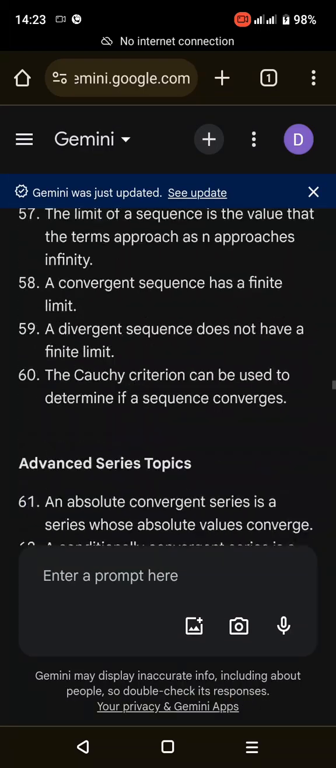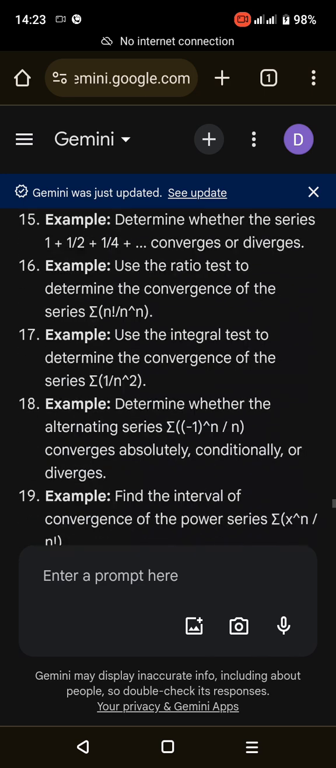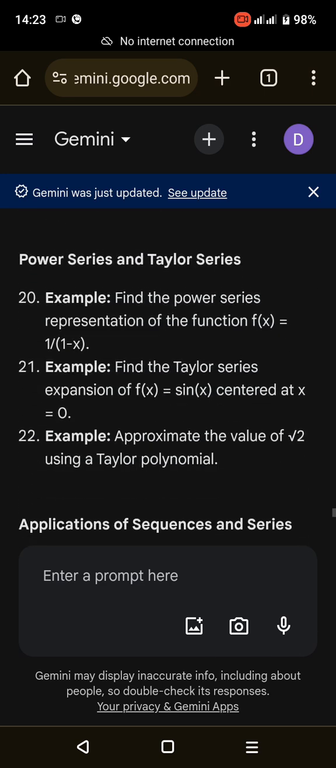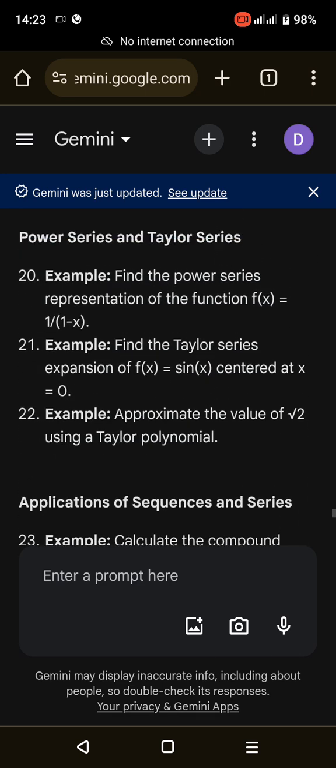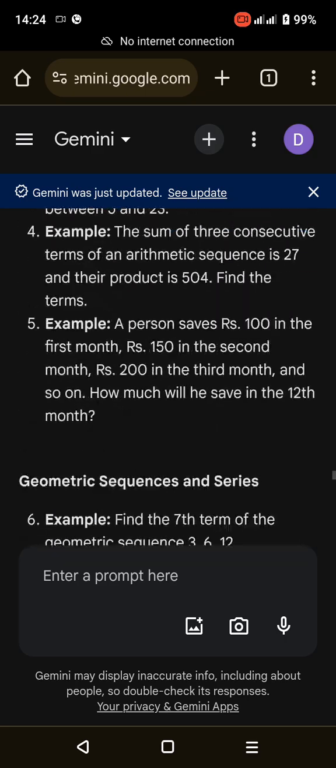Convergence and divergence. 21. A sequence converges if it approaches a finite limit as n approaches infinity. 22. A sequence diverges if it does not converge. 23. A series converges if the sequence of its partial sums converges. 24. A series diverges if the sequence of its partial sums diverges.